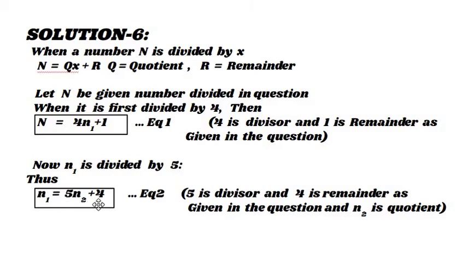Now this quotient n1 is again divided by 5. n2 is another quotient we get after dividing n1 by 5, and the remainder given in the question is 4. So n1 can be written as 5n2 plus 4. This is equation number 2. We will use these equations to solve this question.